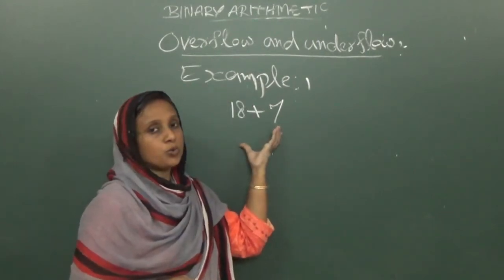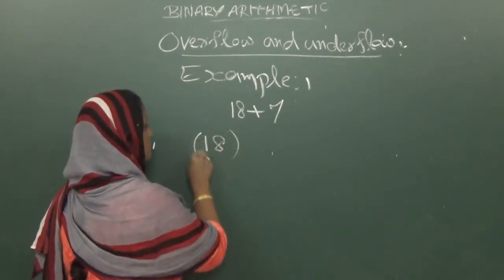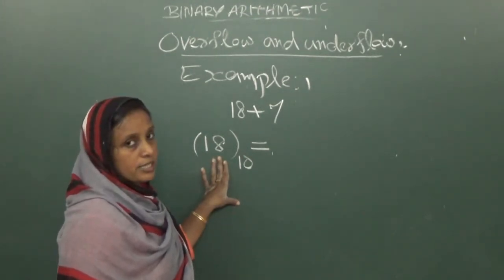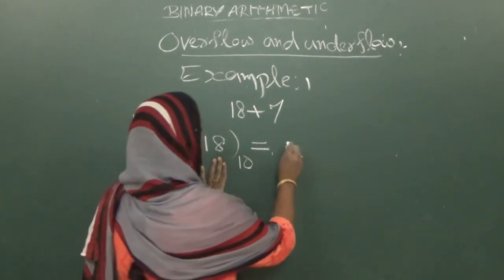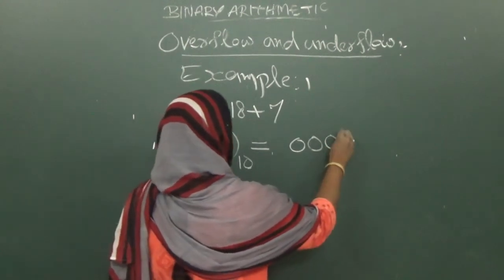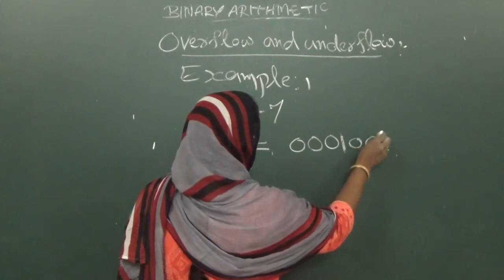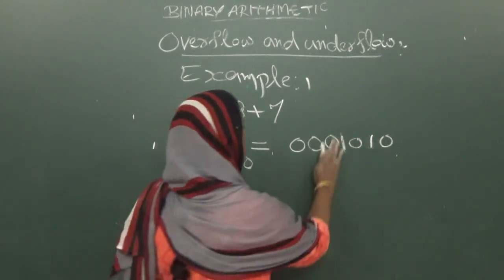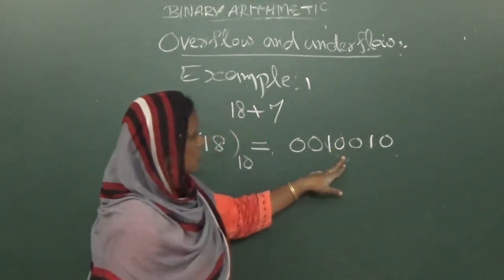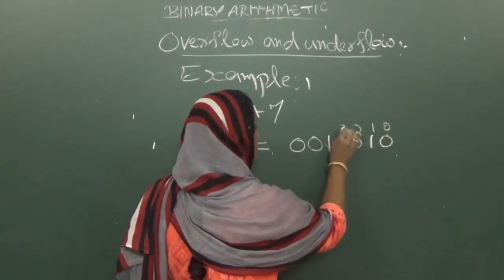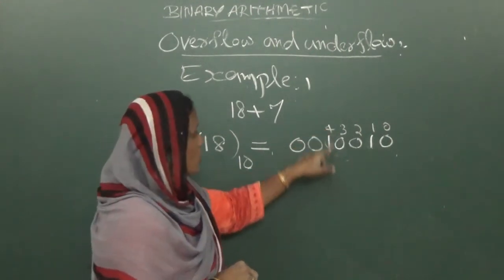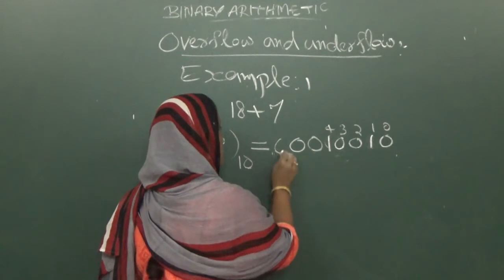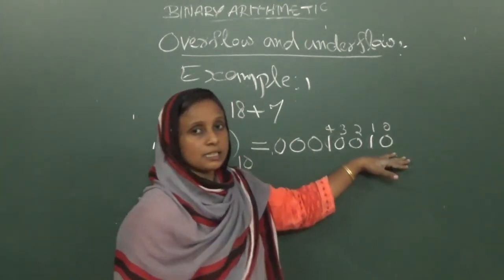Now, how to perform this operation? First, convert 18 to its equivalent binary. 18 is 16 plus 2. So this is 16, then 1, 0, and this is 2. Counting positions 0, 1, 2, 3, 4: 2 raised to 4 is 16, and 16 plus 2 is 18. So this is the 8-bit representation, and it represents binary 18.